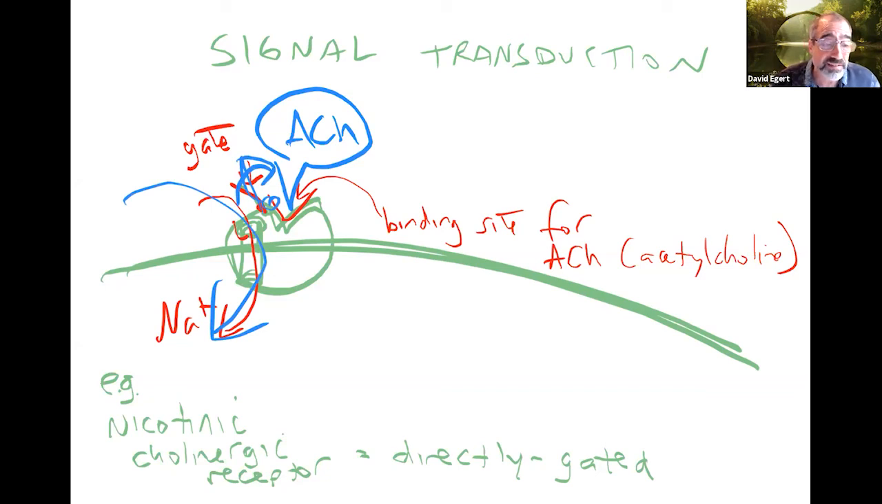So in this case, there's not lots of steps in between. It's direct: the acetylcholine binds there, there's some conformational change that opens the gate, and sodium rushes in. That's really different from another kind of receptor.